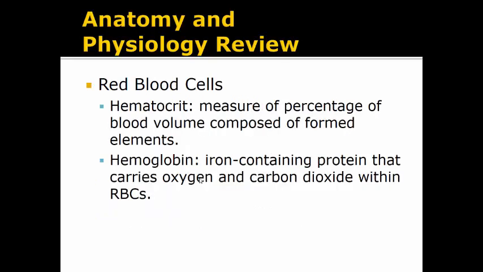Now when we're looking at red blood cells, a lot of times when we're talking lab values, they will talk about H&H, or hematocrit and hemoglobin. So hematocrit is the measure of percentage of blood volume that is formed elements. So if this is low, then that means we don't have enough of our blood cells. Hemoglobin is the protein that actually binds to the red blood cell that carries the oxygen and the carbon dioxide within the red blood cells. So if it does not have enough hemoglobin, we don't have enough oxygen and carbon dioxide carrying capabilities.